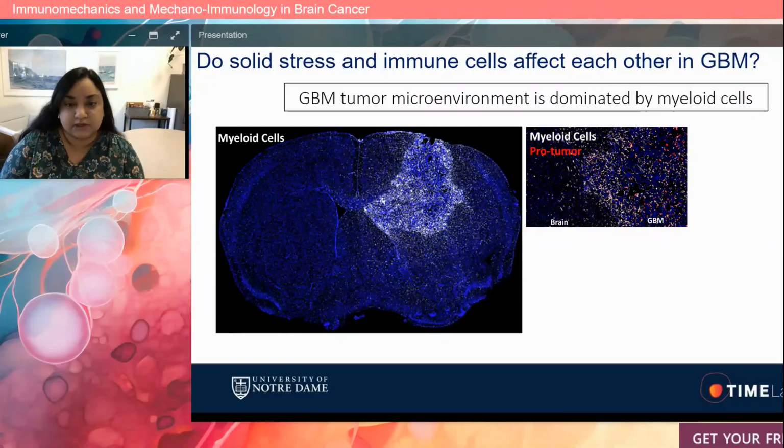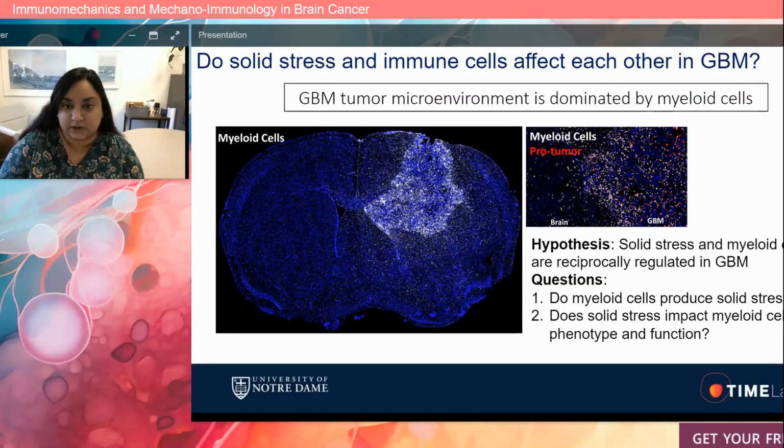Our questions were really twofold and come back to this question of mechanics and immunity. Our hypothesis is that because these myeloid cells are present in such large numbers, they might actually be contributing to that mechanical force solid stress, which again is produced by mostly the cell growth in tumors.